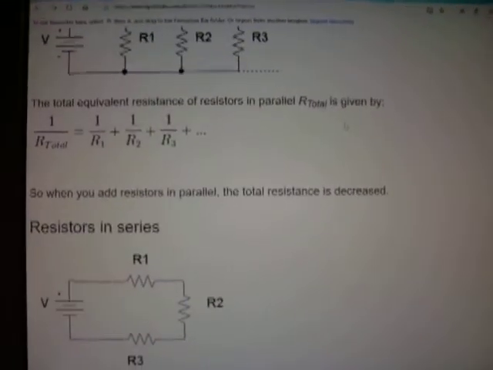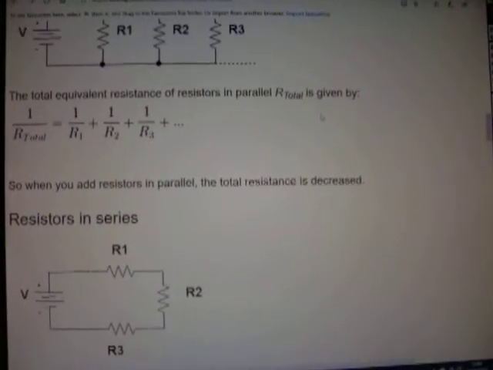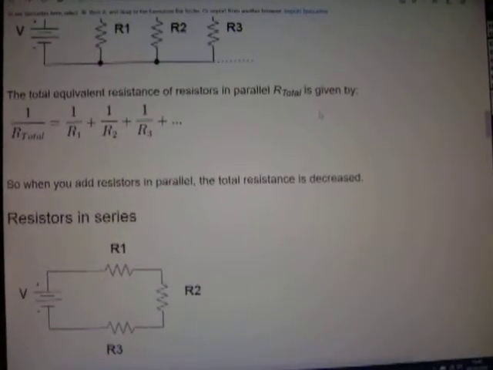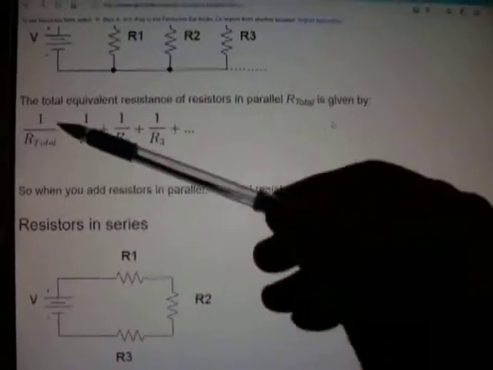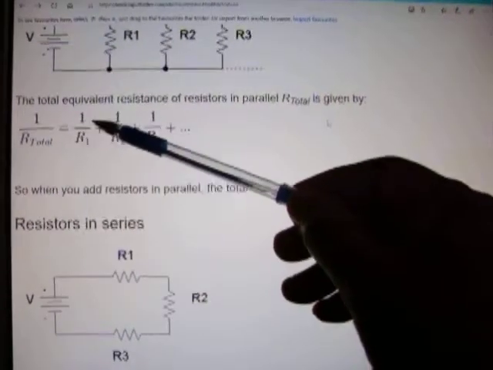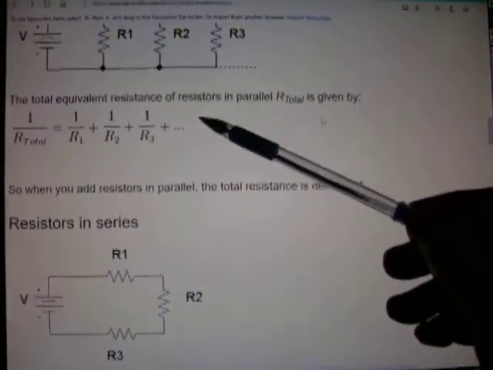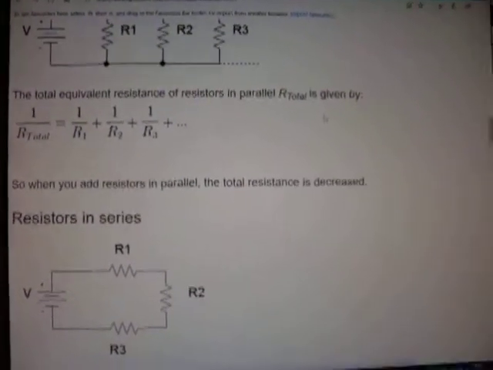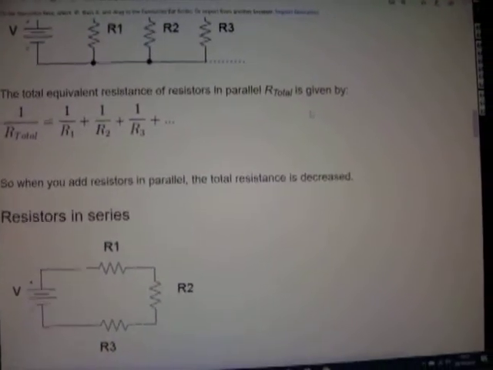Now to find the total resistance in parallel, the resistance of resistors in parallel, R total, is given by 1 over R total equals 1 over R1 plus 1 over R2 plus 1 over R3 plus 1 over R to the N. Now R to the N simply means any number of resistors in parallel.